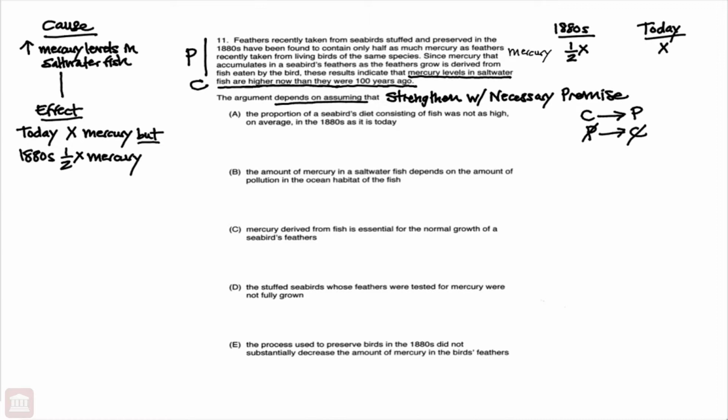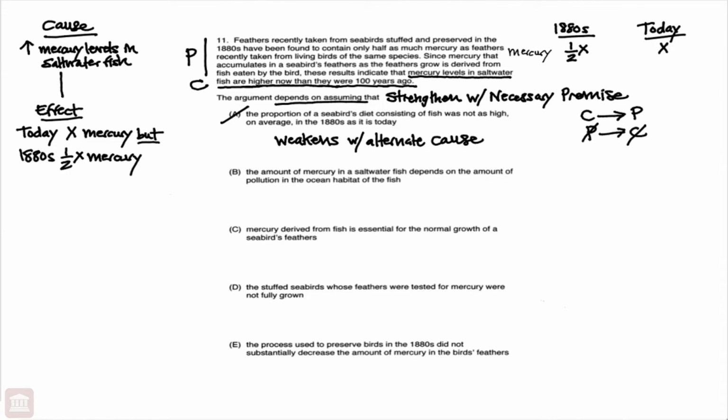So let's take a look now at A. The proportion of a seabird's diet consisting of fish was not as high on average in the 1880s as it is today. And you notice that A actually weakens this argument by pointing out an alternate cause. It's not that the mercury levels are higher in saltwater fish today, but rather that birds today eat more fish than birds did in the 1880s. So an alternate cause of eating more fish weakens the argument. Again, we're looking to strengthen, and not only strengthen, but strengthen with a necessary premise.